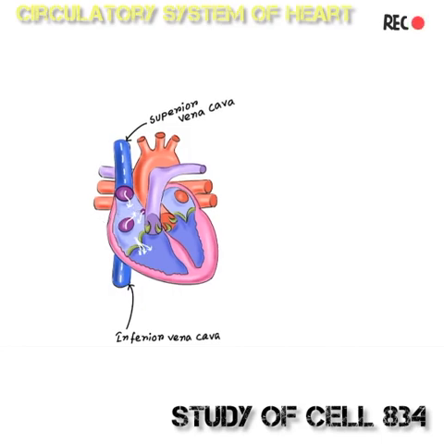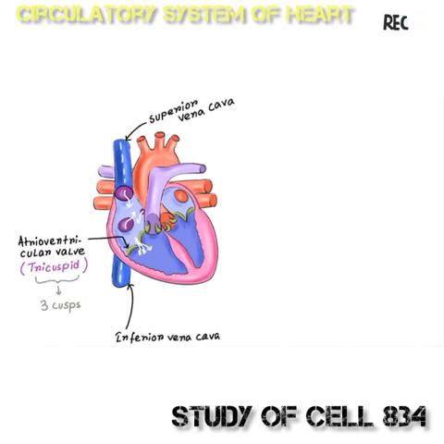Once the blood fills the right atrium, it goes to the right ventricle through the atrioventricular valve, which separates the atrium and ventricle. This valve is also called the tricuspid valve. Tricuspid means three cusps, so it has three cusps. All the heart valves are one-way valves. That means blood can only go in one direction, so it prevents the backflow of blood.